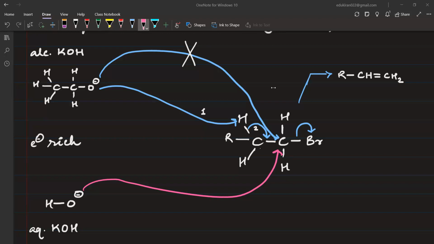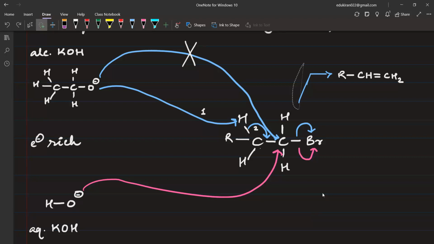Now in that case, what's going to happen? The pink pathway, the hydroxide ion, it is smaller in size. It can easily approach the carbon atom. It can easily approach the alpha carbon atom, to be very specific. And this alpha carbon already has 4 bonds. So it needs to break one of the bonds. And the bond it will break is the Br bond.